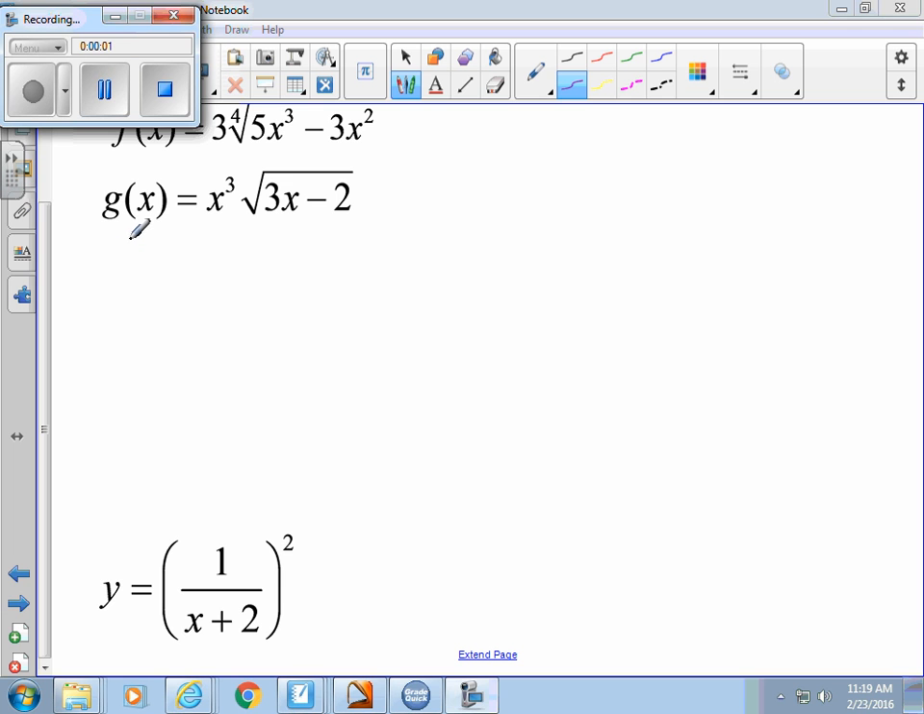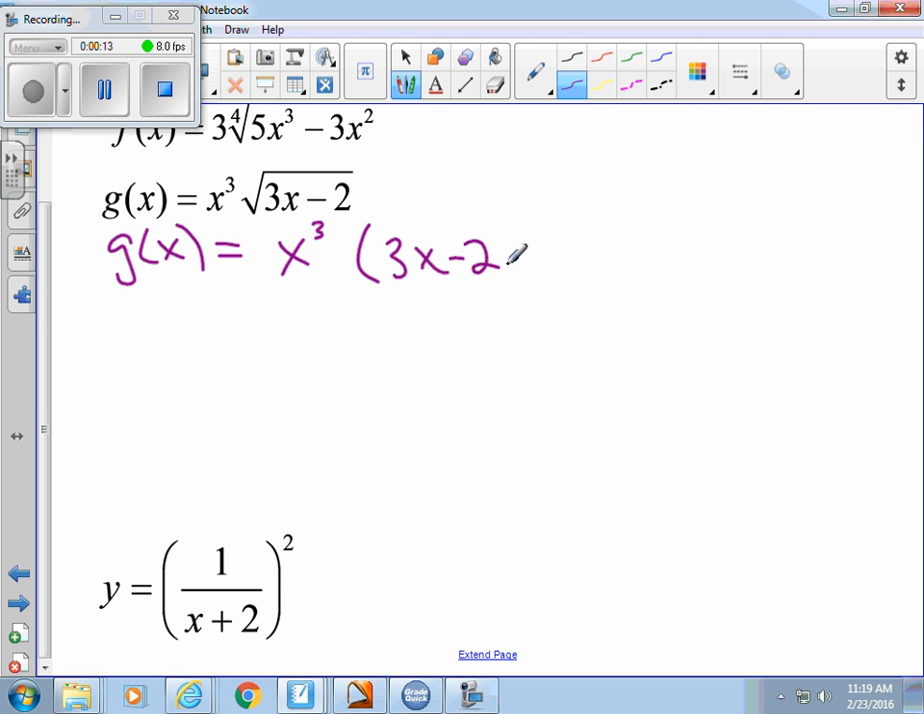Let's look at g of x. What's the first thing you would do to g of x before you started taking derivatives? Okay, good. I would change this piece to 3x minus 2 to the 1/2 power. But then I have to ask you a question. What's in between here? And is this just a constant?